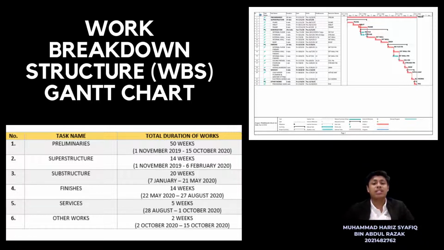The next one is the services work. The services work takes around 5 weeks, starting from 28 August 2020 until 1st October 2020. The last one is the other works, such as provisional sums works, which may take around 2 weeks, starting from 2 October 2020 until 15 October 2020.